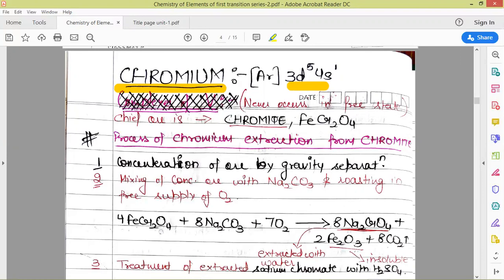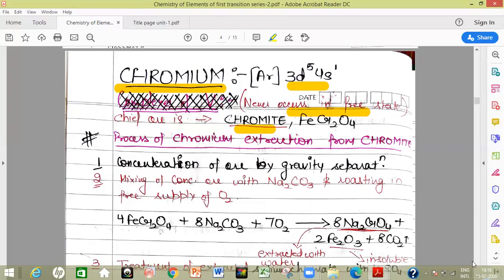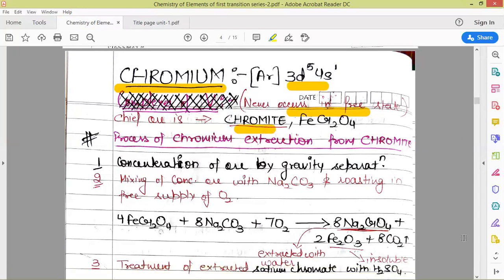So next we are discussing the binary compounds and coordination complexes of chromium. So this is the electronic configuration of chromium. Chromium never occurs in free state. It is always found in the combined state in nature. Chief ore of chromium is chromite, having formula FeCr2O4, which can also be called iron chromate.